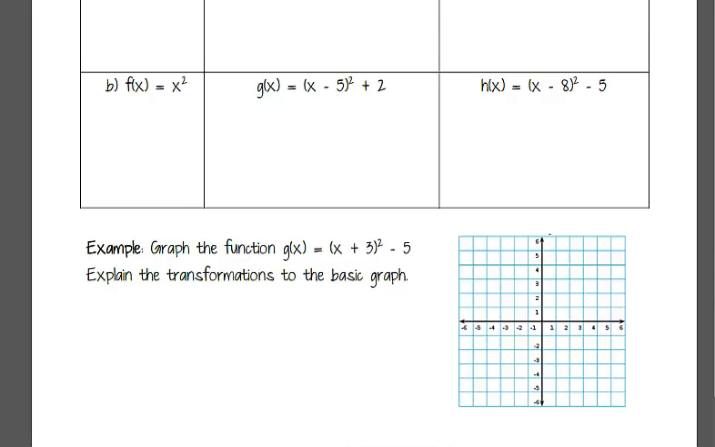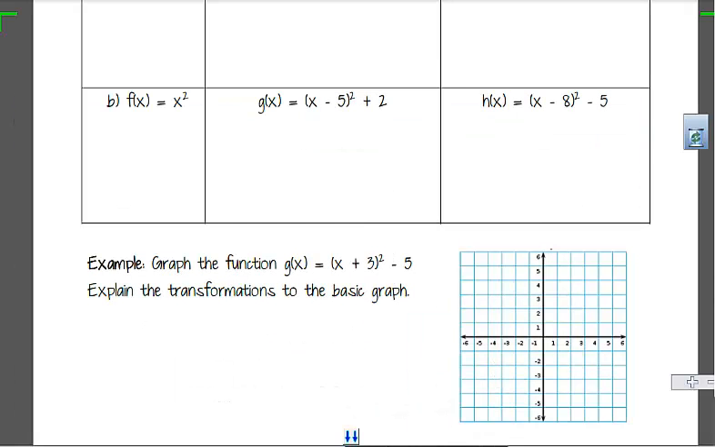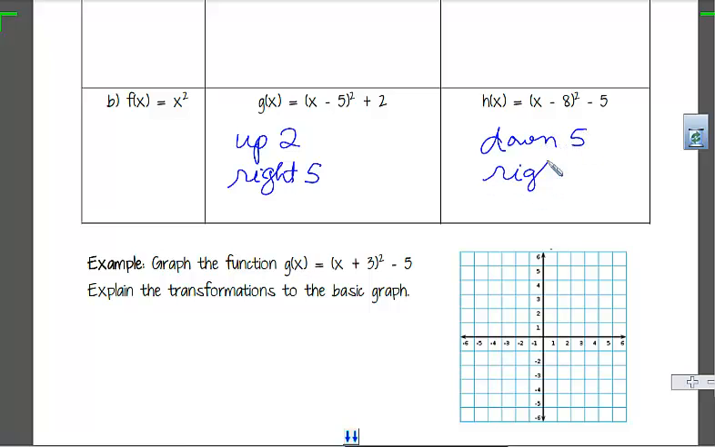So okay, there should be some other examples. What's happening with x? Take a look at those on your own for a second, and then we'll talk about them. Okay, shift up 2 and right 5. Very good. Okay, and then in h of x, what's happening? Okay, down 5 and right 8. Very good. Okay, questions about that?